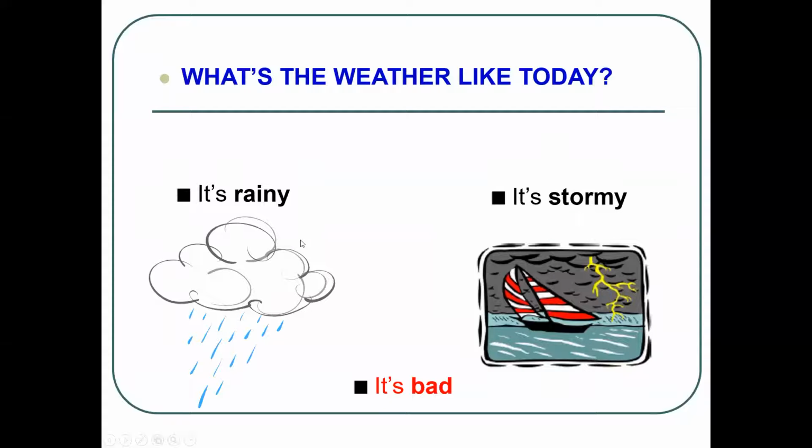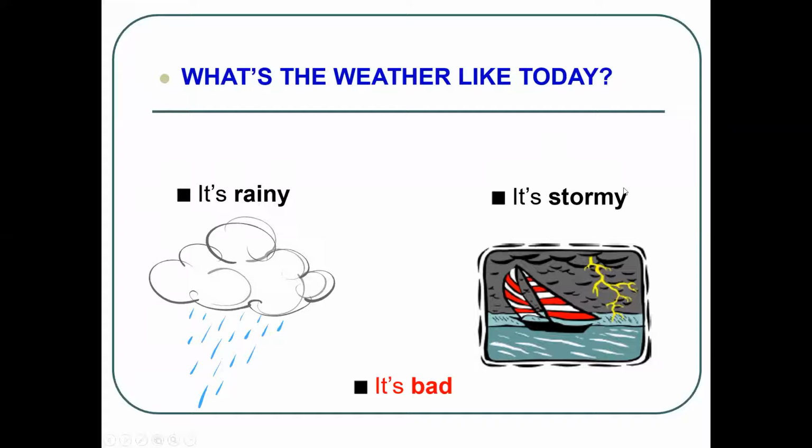Repeat, what's the weather like today? Repeat, it's rainy. Repeat, it's stormy. Repeat, it's bad. So remember that rainy is just water, but stormy will have this lightning over here and thunder, the boom, right? Lightning, repeat lightning and thunder. So stormy will have lightning and thunder.